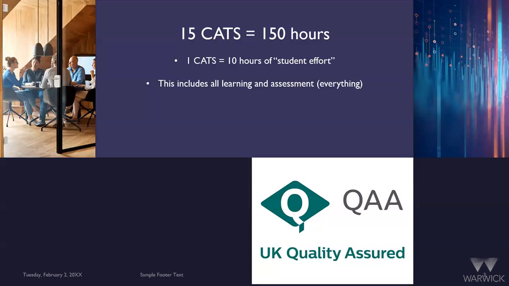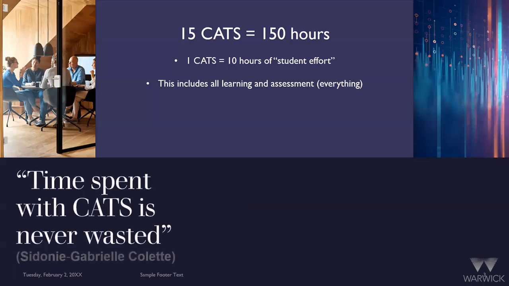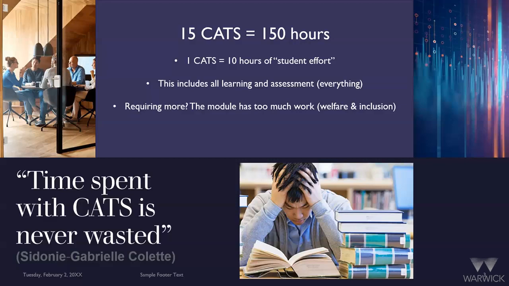It's related to external assurance, because Warwick University, like many good universities, is part of the QAA. But for me it is not just a compliance issue. If we are designing 15 CAT modules that ultimately require more than 150 hours of work from students, we are, in my view, creating a welfare and inclusion problem for ourselves, because we are generating amounts of work that don't fit within the structures in the way that they're supposed to.